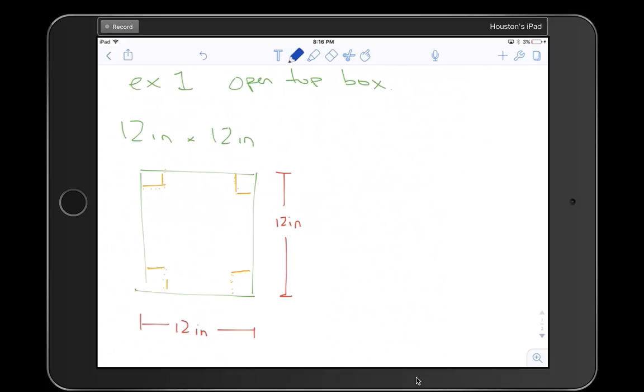Once we've drawn the picture, I'm going to label as much as I know. I know that each side is 12 inches, and I don't know the size of the cutout, so I'm just going to call the side x, because we don't know how much we're cutting out. I do know we're trying to maximize volume, so I'm going to try to write a volume equation for my box.